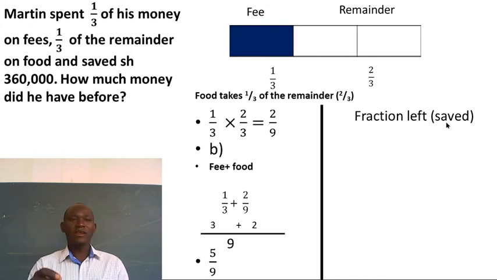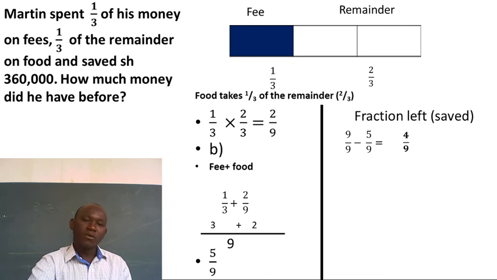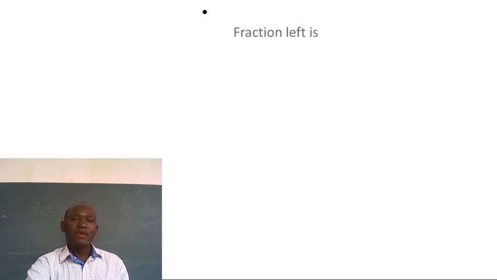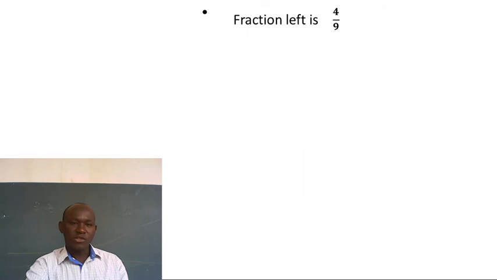I can't bring the fraction for money spent on fees to the amount of money saved because those two do not rhyme. So I'm now trying to look for the fraction saved so that I may have it match with the amount of money saved. So the fraction saved will now be 9 out of 9 take away 5 out of 9. Remember, he spent 5 out of 9. That means what remained or was left was 4 out of 9.